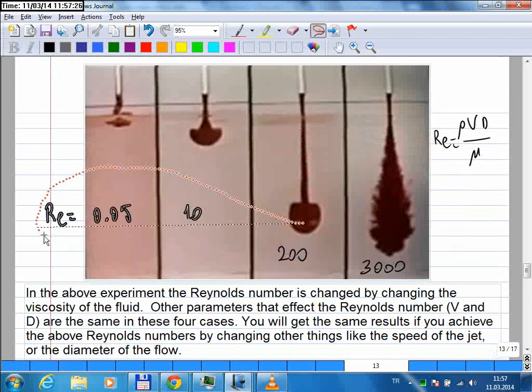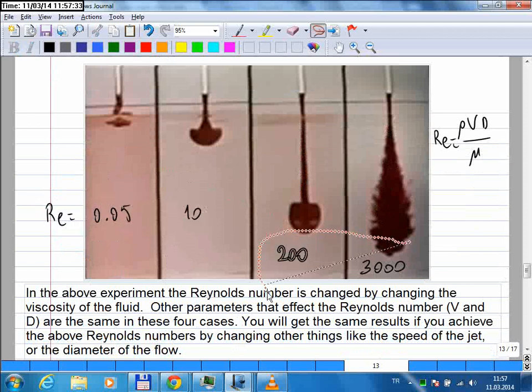So typically for low Reynolds number flows, the flow is laminar. And as the Reynolds number is increased, the flow becomes turbulent at one point.